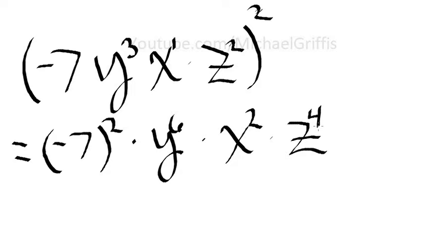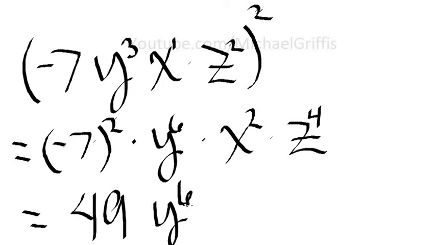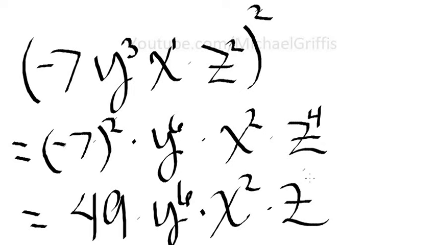See that? But what do we got going on over here? This negative 7 squared is negative 7 times negative 7, which is 49. And we'll go ahead and write the rest of them. Remember, these are all multiplied. Times z to the 4th.